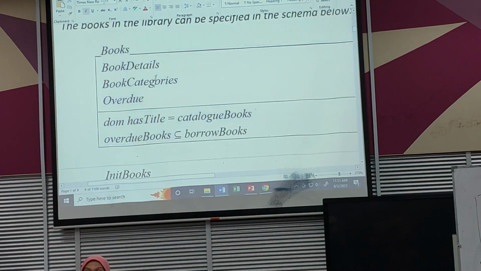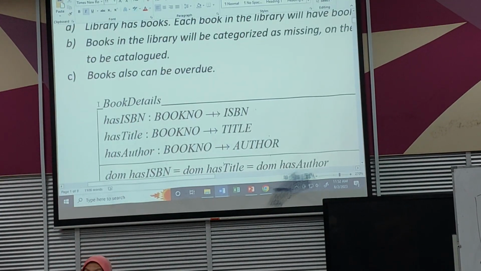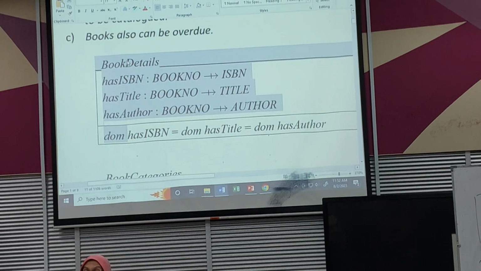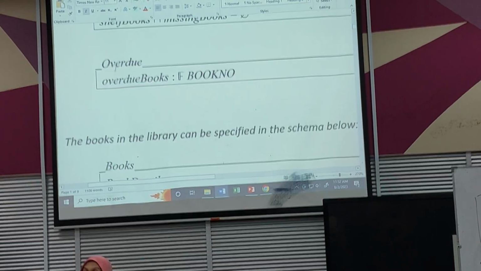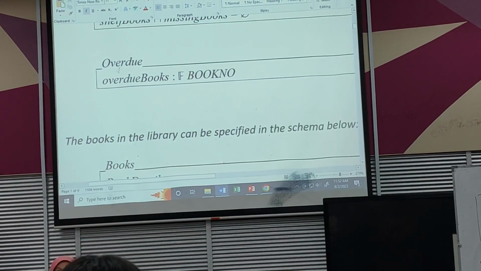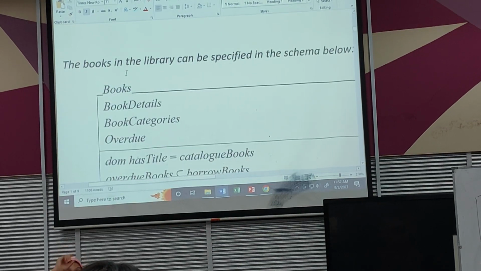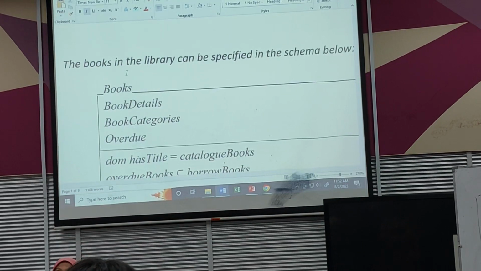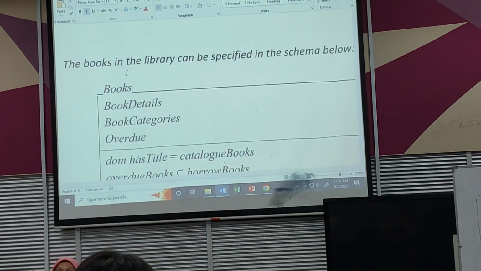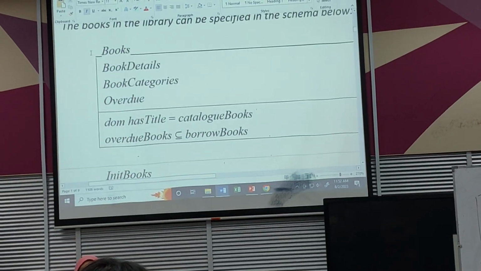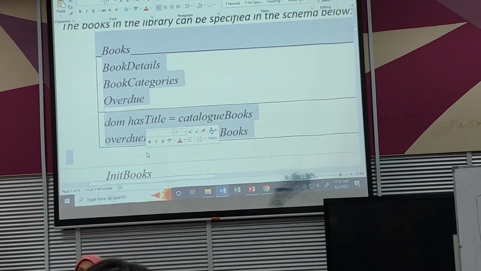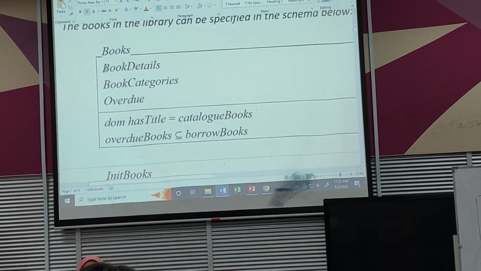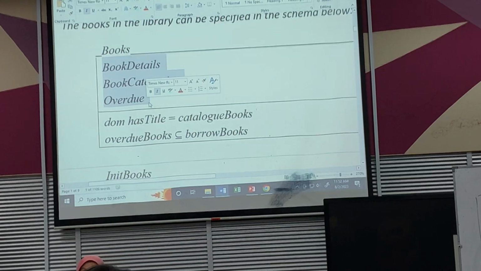So these are actually small state spaces. This is also a state space. Book details here, book category here, overdue are actually state spaces. So you separate this state space into smaller state spaces. Then for the end, you have one big module, and you combine like this. This is your big state space, where you combine all the three smaller state spaces just now.